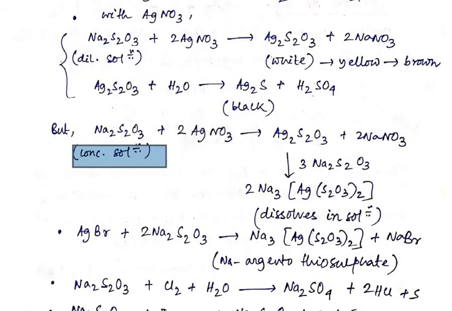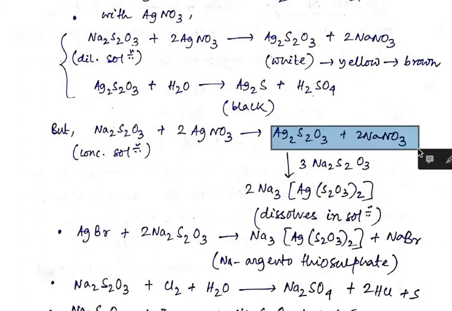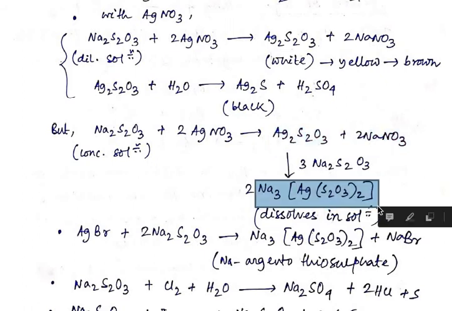When we have the concentrated solution of Na2S2O3 and it reacts with the silver nitrate, first of all it will form the Ag2S2O3. So that reaction is okay, there is no problem, that is similar to the first one. But when the excess amount is there, because we are using the concentrated solution, when the Ag2S2O3 is formed, again it will react with the Na2S2O3, that is the sodium thiosulfate, and finally it will form Na3[Ag(S2O3)2], and that actually dissolves in the solution.